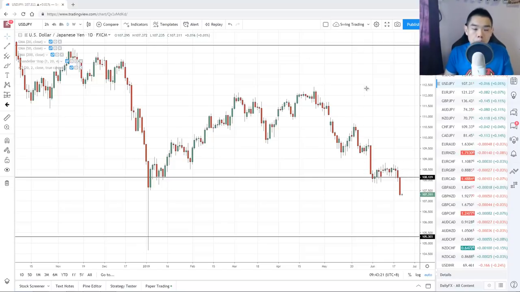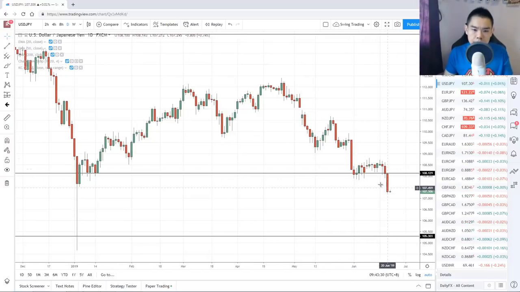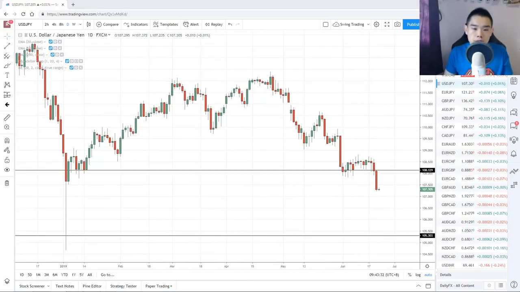So what I did is that I told myself, if the price could break below this low, there's a good chance that the market could hit down lower. And in this case, yesterday the price broke down lower. And the stop loss went above this high, 1 ATR above this high.